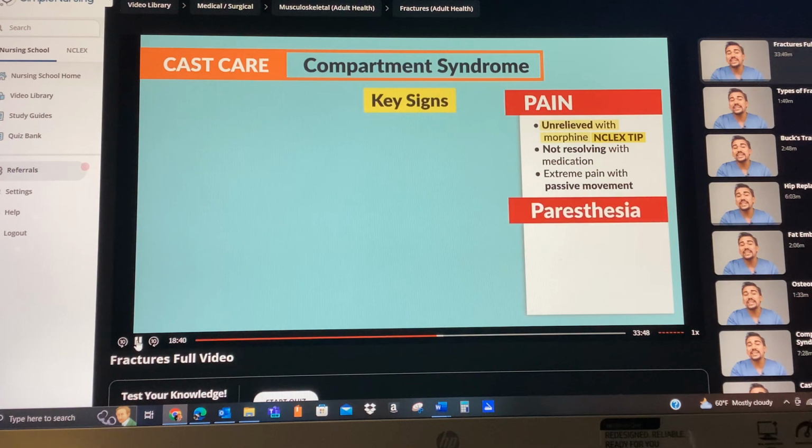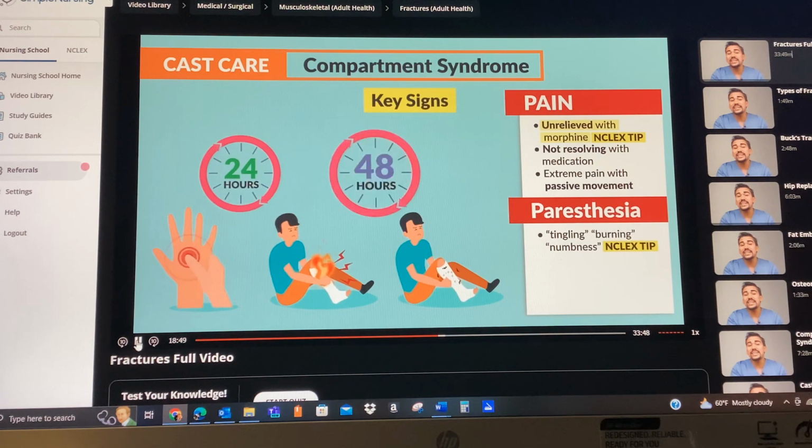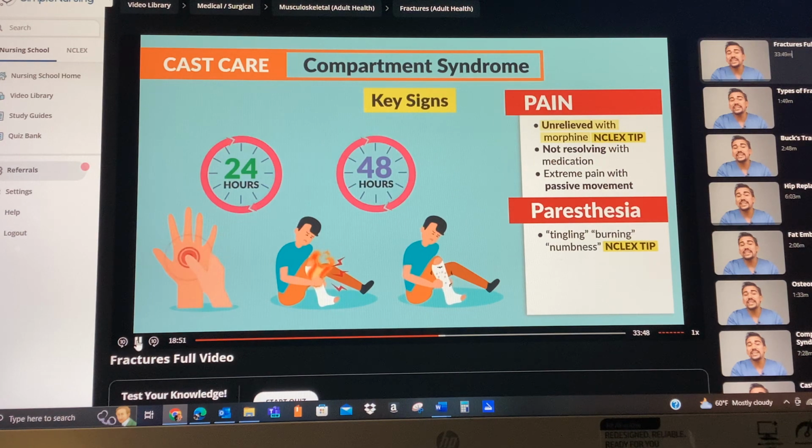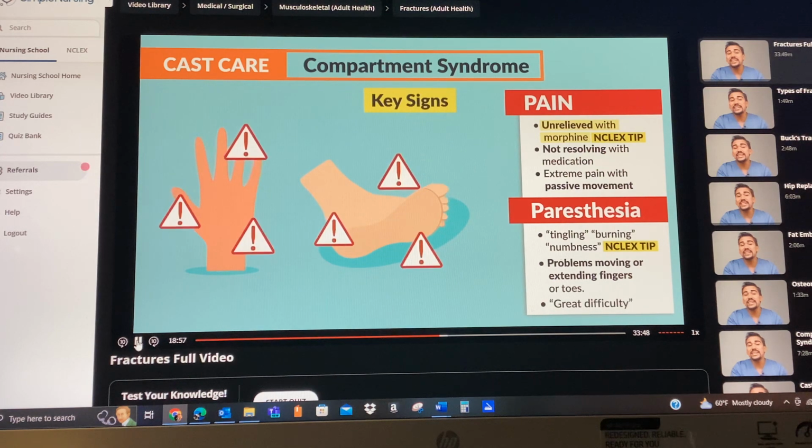Next is paresthesia. The key terms to write down are tingling, burning, and numbness. Again, a big NCLEX tip, especially in the first 24 to 48 hours. Often described as problems moving or extending fingers or toes with great difficulty. This is an early sign of compartment syndrome, indicating ischemic injury on the nerves.